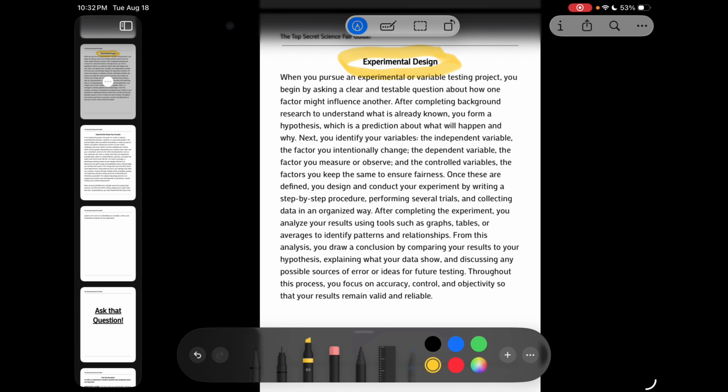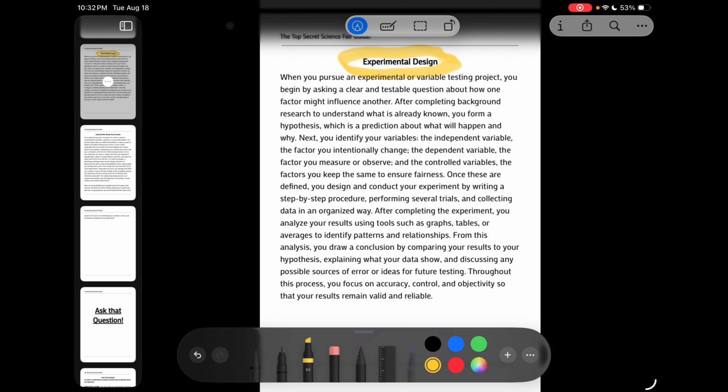Next, you identify your variables: the independent variable, the factor you intentionally change, the dependent variable, the factor that you measure or observe, and the controlled variables, the factors you keep the same to ensure fairness. Once these are defined, you design and conduct your experiment by writing a step-by-step procedure, performing several trials, and collecting data in an organized way.